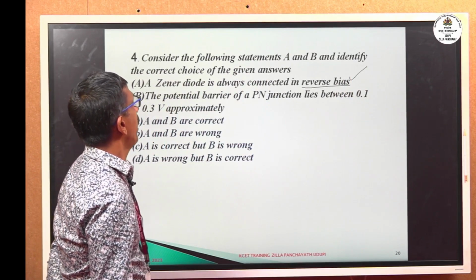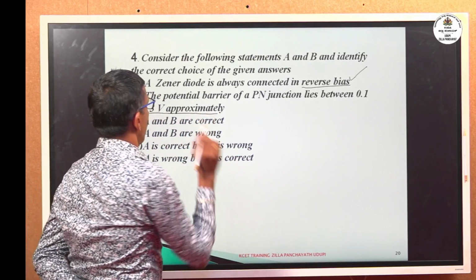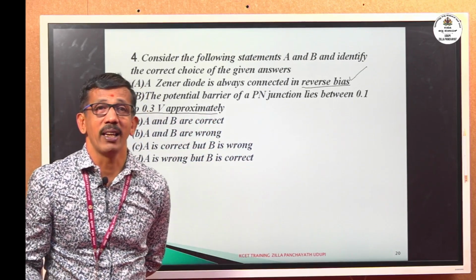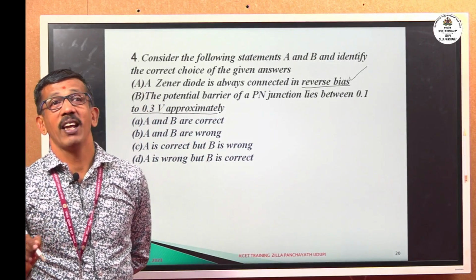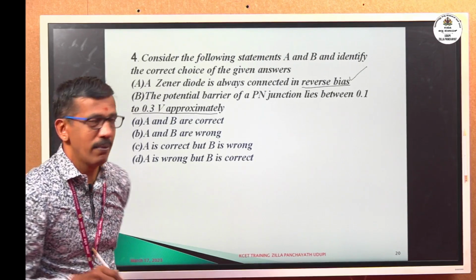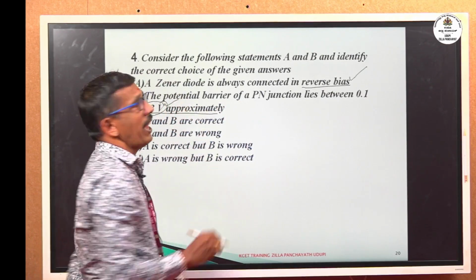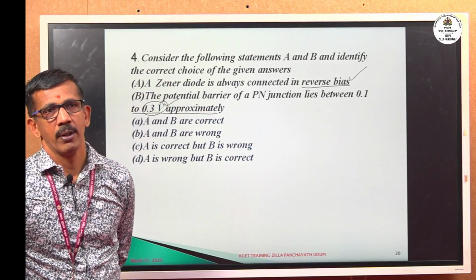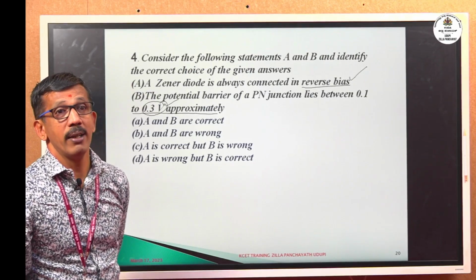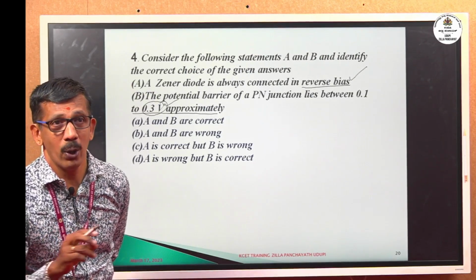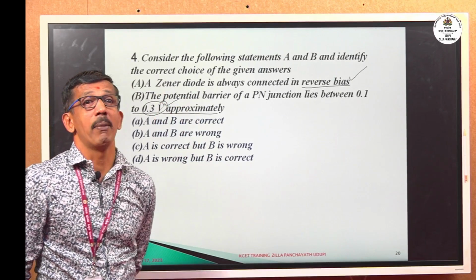The potential barrier of PN junction lies between 0.1 to 0.3 volt approximately. See, potential barrier of germanium diode. If the PN junction is made of germanium, then the barrier potential is nearly 0.3 volt. If the diode is made by adding impurities on either side of silicon, then the resulting diode is called silicon diode. In silicon diode, the potential barrier is about 0.7 volt.